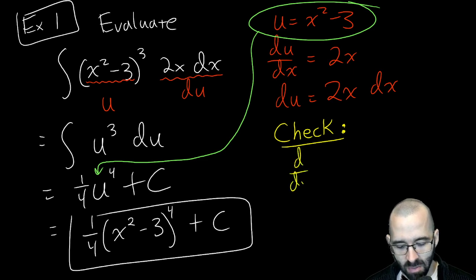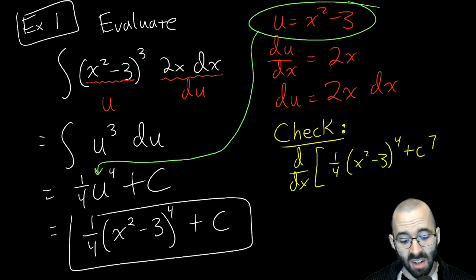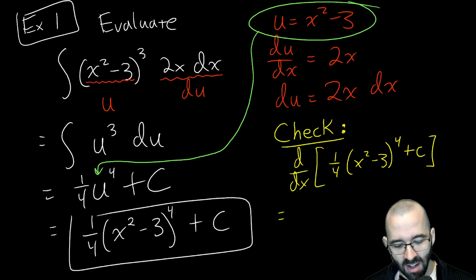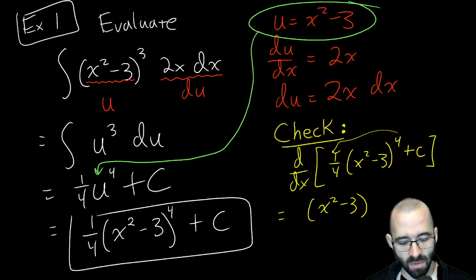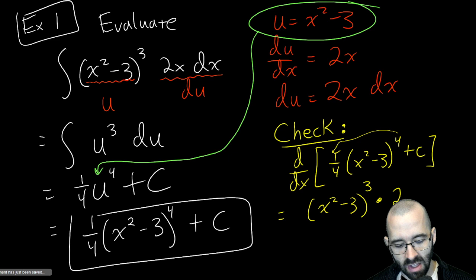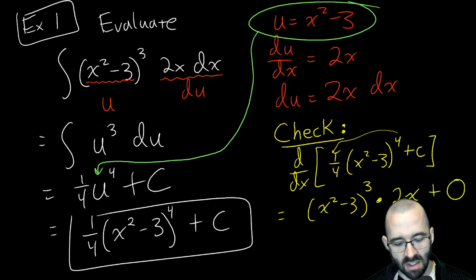If I take the derivative of my final answer, the derivative of 1/4 times x squared minus 3, this is also good because it helps you practice your Calc 1, which we'll be using. Well, we're going to use the power rule, bring down the power. Okay, those cancel. Leave the inside the same. We have to use the chain rule. Subtract the power. Multiply by the derivative of the inside. The derivative of x squared minus 3 is just 2x. And the derivative of c is 0.